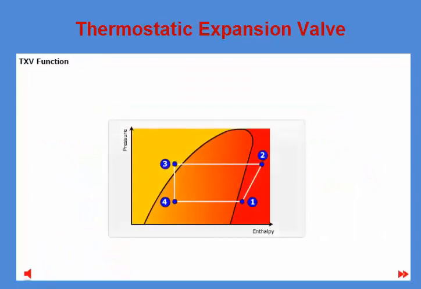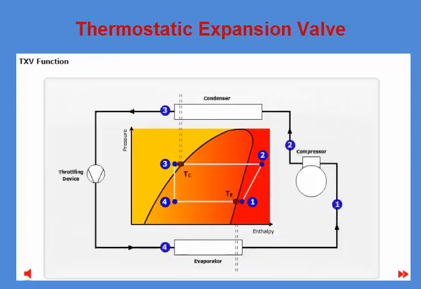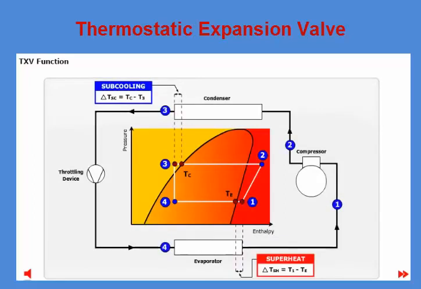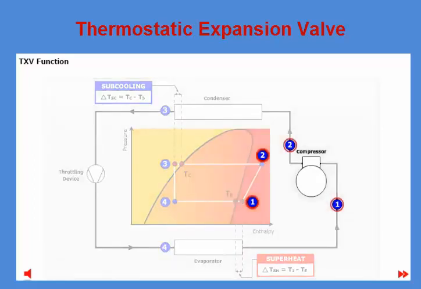This is a schematic of a refrigeration system showing what happens with the refrigerant in the four main system components. Firstly, between points 1 and 2, the pressure of the refrigerant vapor is increased by the compressor. Refrigerant leaves the compressor as hot vapor at high pressure.